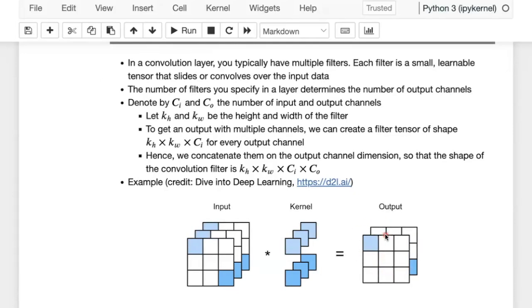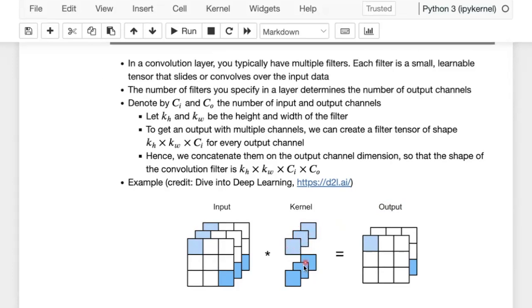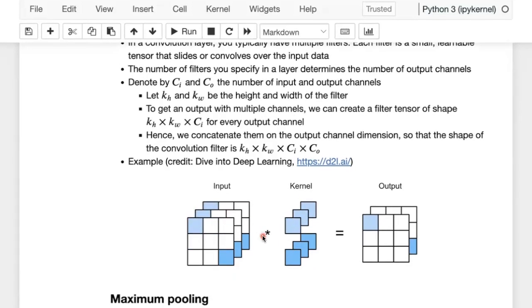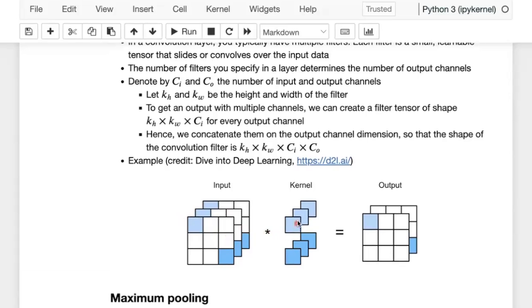So this means that now your output actually has two channels. And if you want your output to have, let's say, 10 channels, then you need to have 10 distinct kernels. And each kernel must have itself three channels, because otherwise you cannot perform the operation. But in this case, as I just mentioned, if we have two, we can add let's say 8 more. So we have 10 of these kernels, and then we will end up with 10 channels for the output.